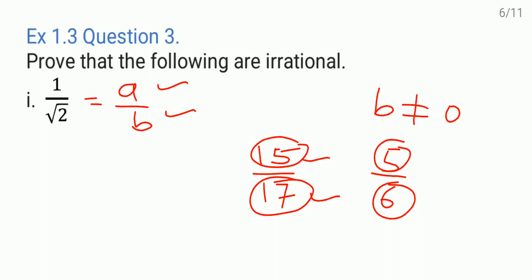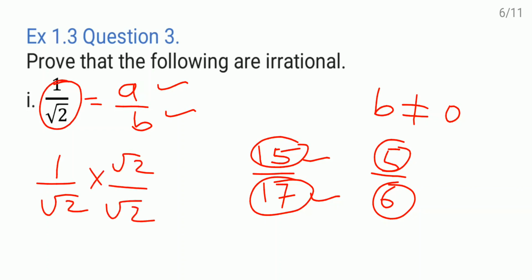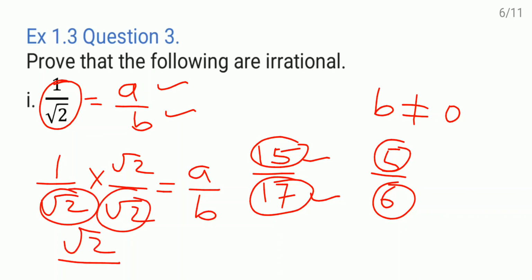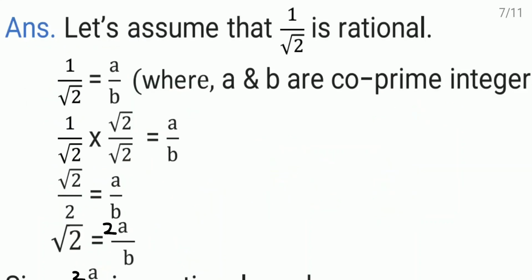Later on, I will rationalize the denominator. So here 1 upon root 2 into root 2 and root 2. The value of 1 upon root 2 will not change. We are just rationalizing the denominator, that's all. So it will become root 2 divided by root 2 times root 2, which is 2, equal to a by b. Correct? And then we'll start giving the proof. Let us see the answer now.